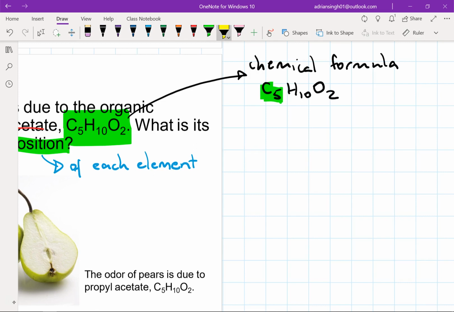So the way that we can determine the percent by mass of the carbon in it, or the percent by mass of the hydrogen in it, or the percent by mass of the oxygen in it, is by using the most obvious thing in this chemical formula, which is the mass of 1 mole of it, or the molar mass. So what we are first going to do is determine the molar mass of this compound.